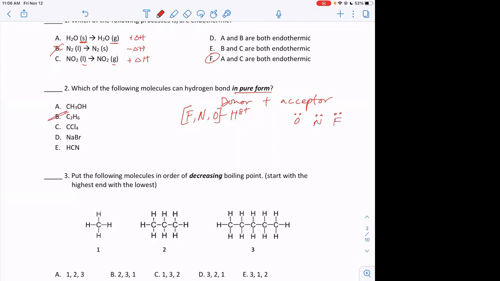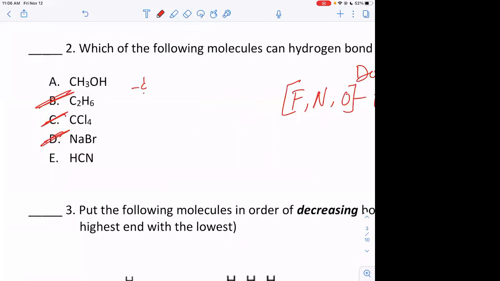So obviously B can't be it because we don't even have an oxygen, nitrogen, or fluorine. C can't be it because we don't have hydrogen or oxygen, nitrogen, fluorine. D can't be it, same reasons. So I'm just gonna look at A and E. So again, hopefully there's ways where you can quickly minimize your answer choices. Now this would be the way I would do it. So A, here's what I noticed. If you want to draw it out, I got CH3, and then I got an O and an H. So definitely I got the acceptor there. And this is a hydrogen bonded to an oxygen, so that's positively polarized. So this one should be our answer.